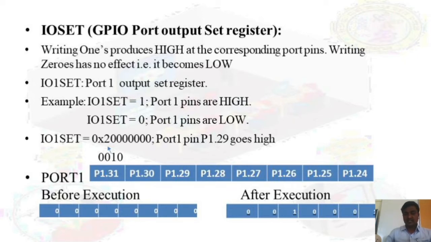Here IO1SET equal to 0x2000000, that is, port 1 pin P1.29 goes high. In the below figure we have shown it here. 2 can be written as 0010, that is, port pin P1.29. Before execution, all the port 1 pin values are 0, that is, pins P1.24 to P1.31. After execution, the port pin P1.29 becomes 1, that is, we are setting the P1.29 value from 0 to 1 using the IOSET register.